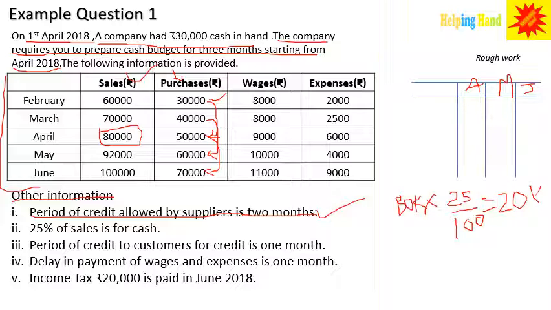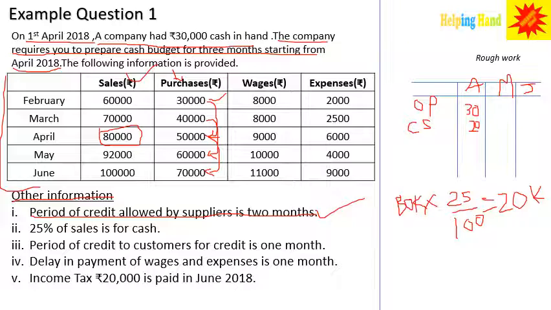So what we do is, first we consider the opening balance. Opening balance is given as 30,000 for the month of April. Next, we consider the various cash receipts. Under cash receipts, the first one is cash sales. What is the cash sales for the month of April? It is 20,000. We take that into the column.